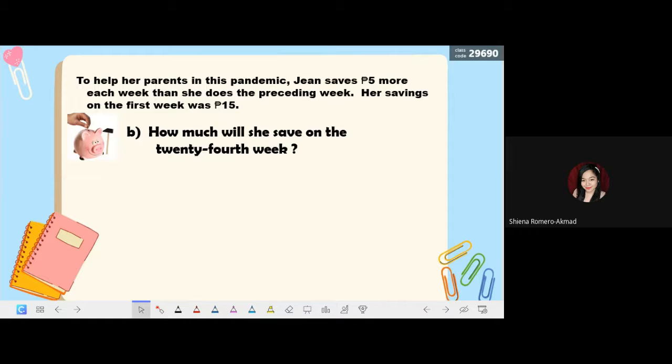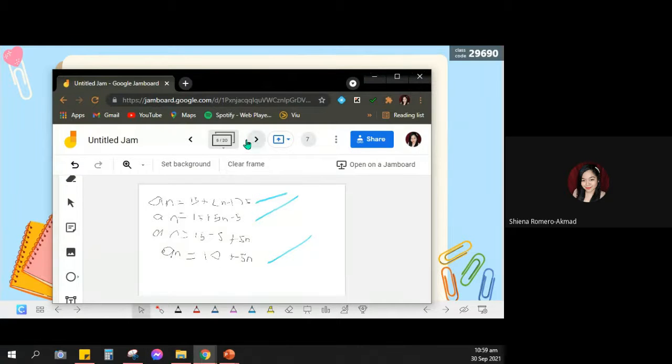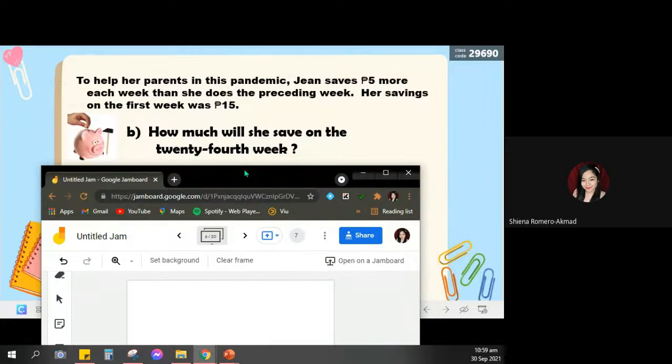Okay, number 6 tayo, page or frame number 6. Pakisagot po yung question na to. Paano naman sa 24th week, magkano yung masisave niya for the 24th week?